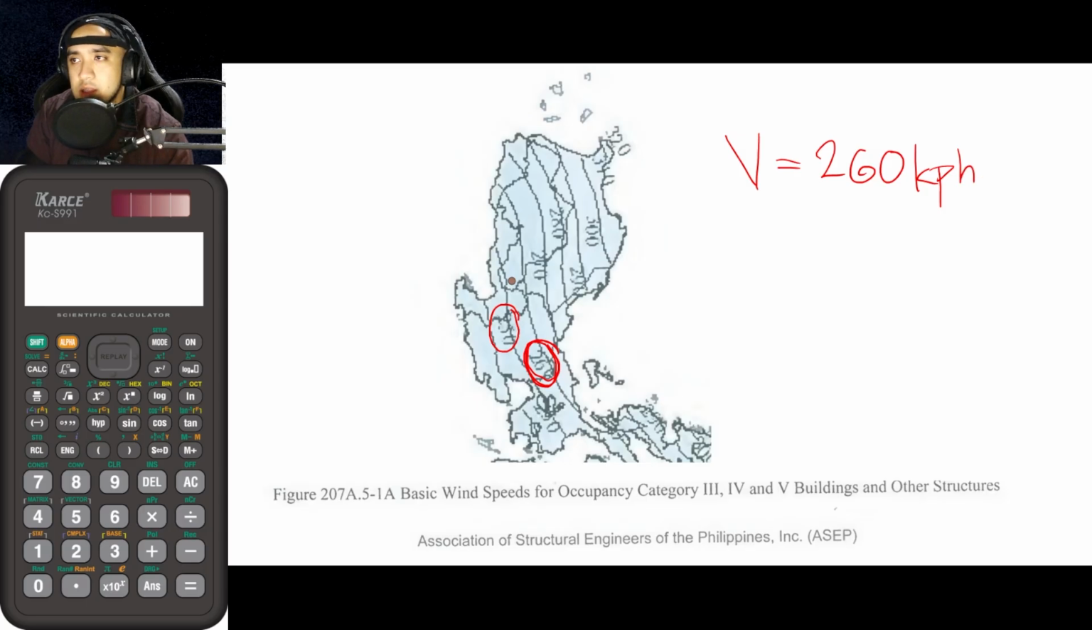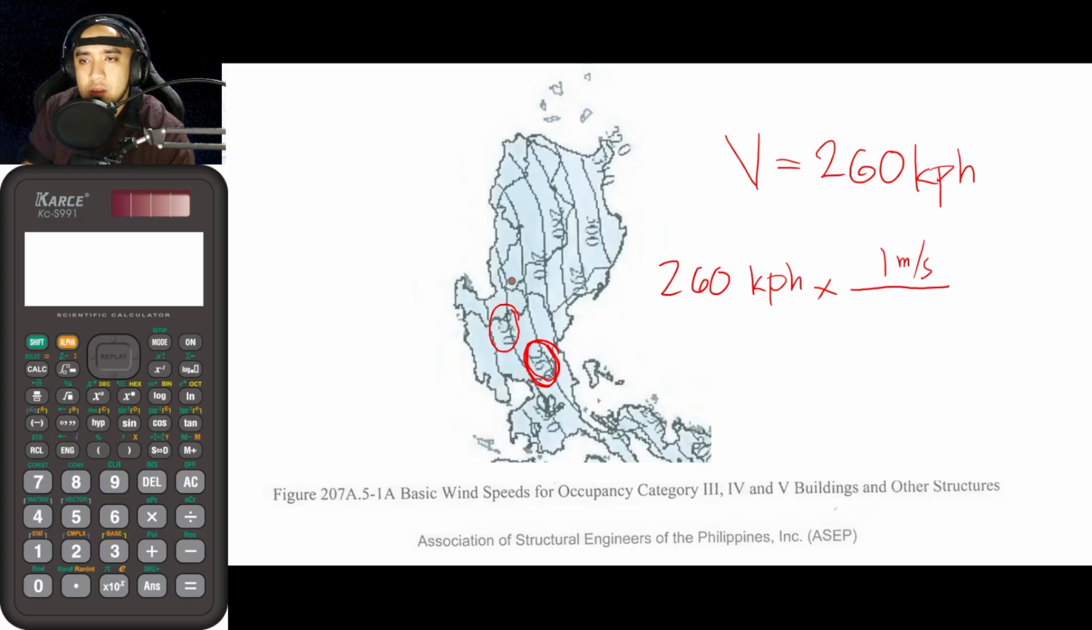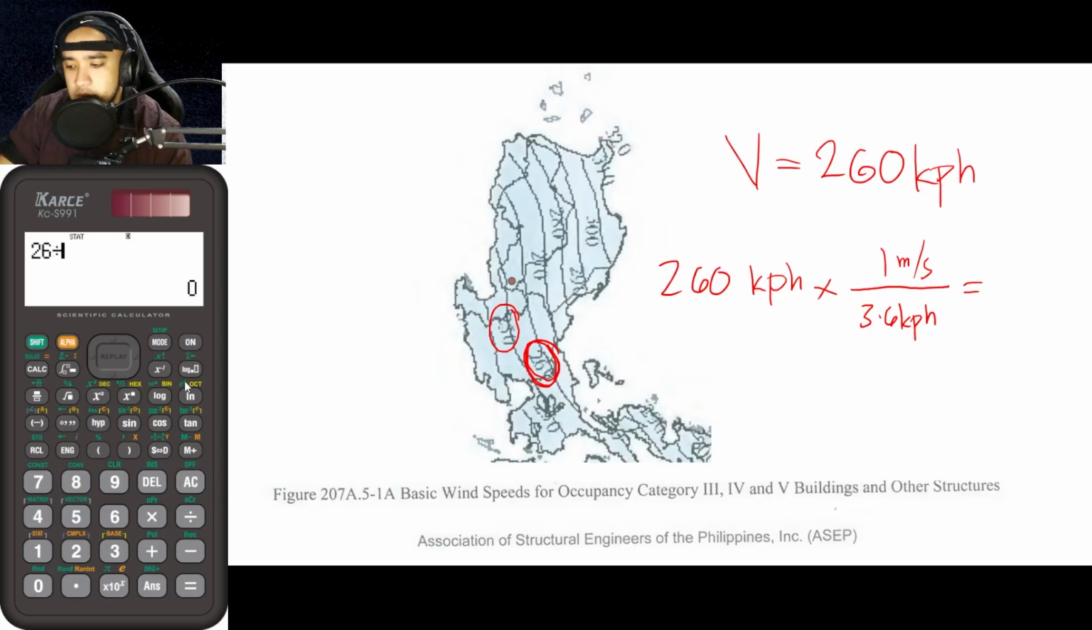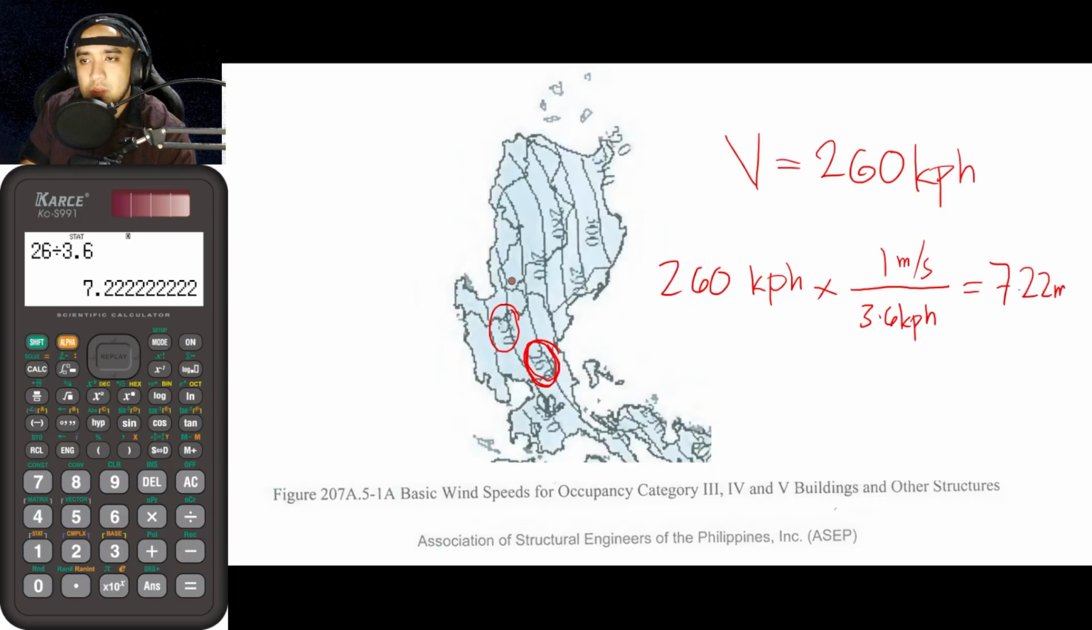But take note, guys, that in our equation, which is 0.613 Kz Kzt Kd V squared, the V there must be in terms of meters per second. So we must convert this into meters per second. Our conversion factor that we derived in the previous video is that for every 1 meter per second, we have 3.6 kilometers per hour. So solving for the basic wind speed in meters per second, that is 260 divided by 3.6, and from that, it is 72.2 meters per second.